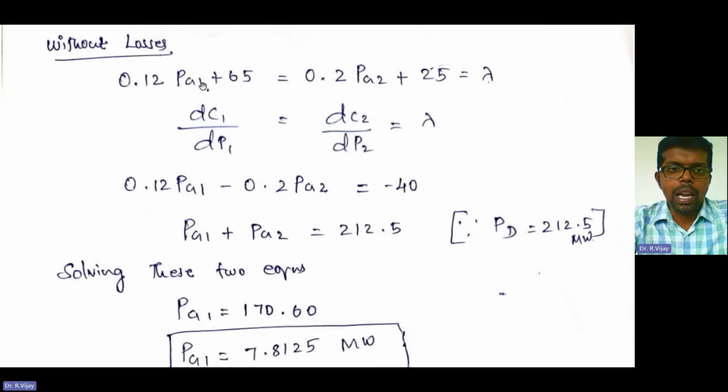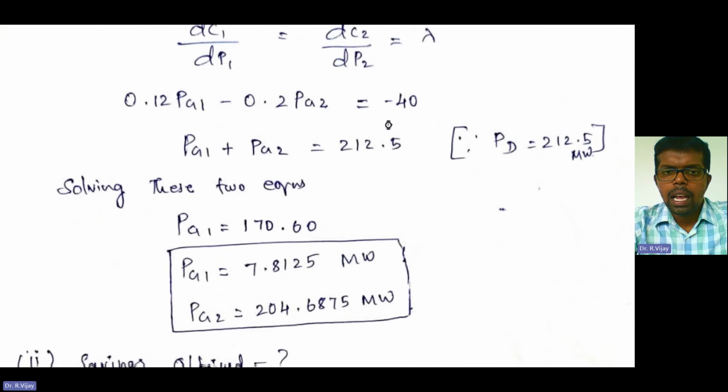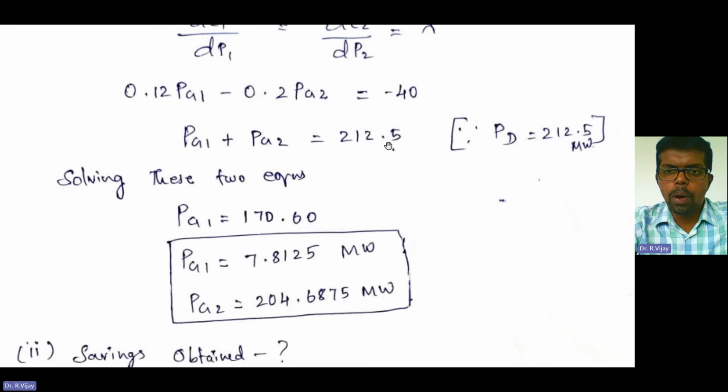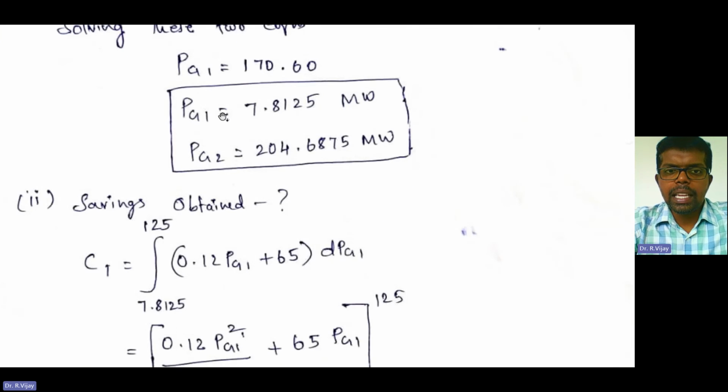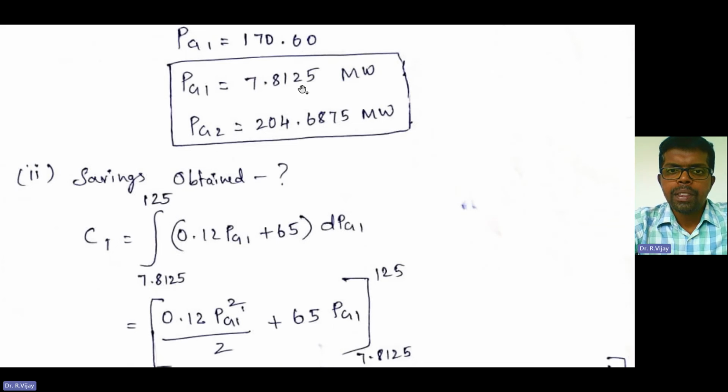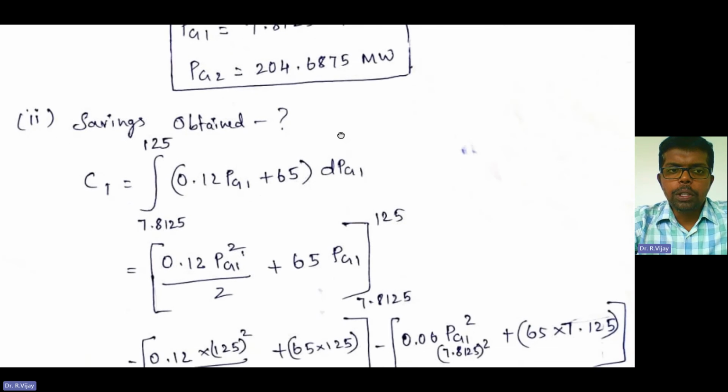With the losses we considered; without losses it is the same. IC1 is equal to IC2 is equal to lambda. This equation is already given, that is dC1 divided by dPG1, that is dC2 divided by dPG2, is equal to lambda. So you take 0.12 PG1 minus 0.2 PG2, and the 65 goes to this side, so minus 40 will come. Take this as one equation, and PG1 plus PG2 is equal to 212.5 megawatt, that is PD, the demand already given. By solving these two equations, we get PG1 is equal to 7.8125 megawatt and PG2 as 204.6875 megawatt.